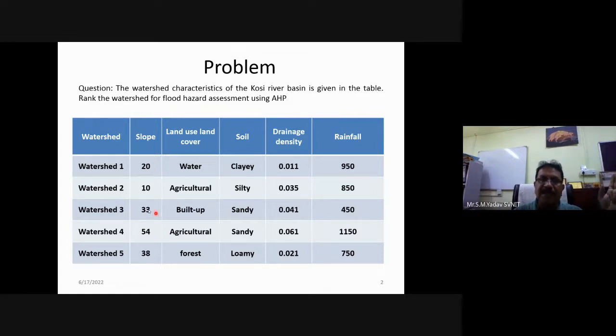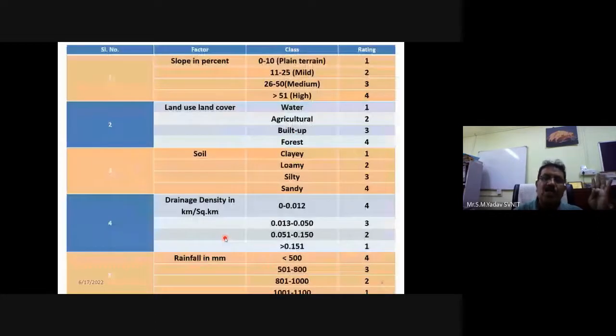Number 3, prepare the watershed characteristics of the area. Then number 4, you have to rank it or give a rating to it. Up to this, there is no AHP yet. Now you want to apply AHP to this data. Up to this is the data which is required to process your AHP model. Is it clear? Hello, someone unmute and reply.